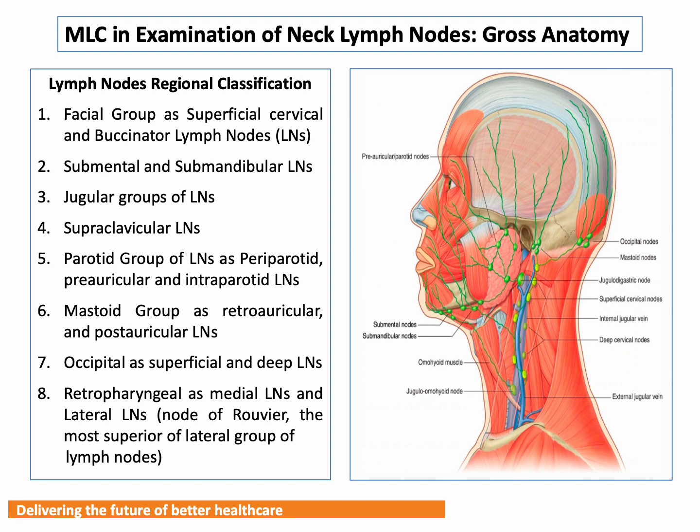Then number 7, occipital as superficial and deep lymph nodes, and number 8 as the retropharyngeal as medial lymph nodes and the lateral lymph nodes. And this also includes the node of Rouviere, the most superior of the lateral group of lymph nodes.